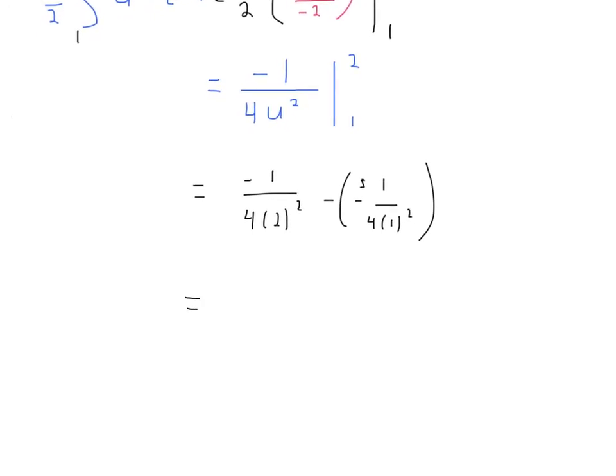This is equal to negative 1 over 2 squared is 4 times 4 is 16, minus negative 1 over 4, so really plus 1/4. Let's get a common denominator. 4 over 4. And for our final answer, we have negative 1 plus 4 is 3 over 16.